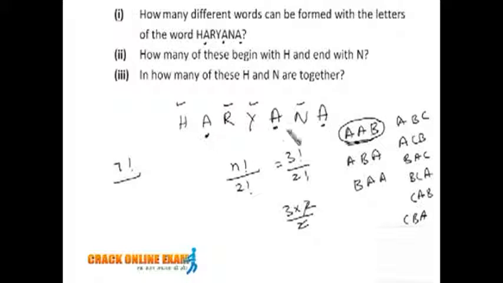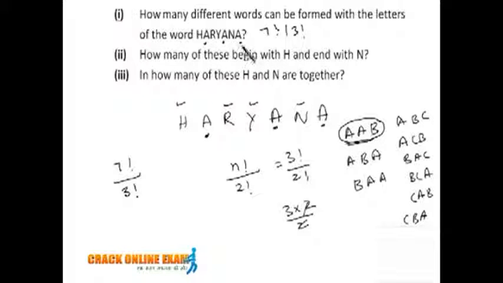But since A is repeated, we need to divide by 3 factorial. Now A is being repeated 3 times, so I'll divide by 3 factorial, right? So 7 factorial by 3 factorial is the number of ways in which all the letters of the word Haryana can be arranged, right? So for the first case, our answer is 7 factorial by 3 factorial.